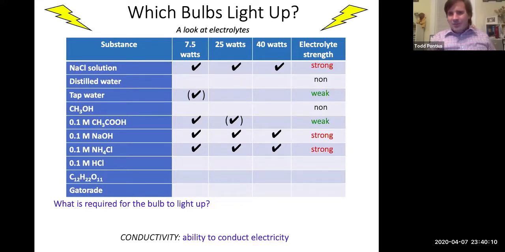HCl. HCl is a classic example of a strong acid. What makes an acid strong? Again, stay tuned. But it'll dissociate readily into H+ and Cl-. So it lights up that one, it lights up that one, it lights up that one, it is strong.